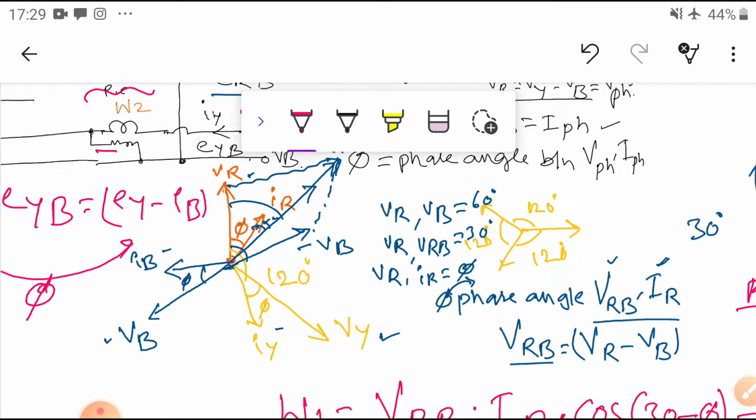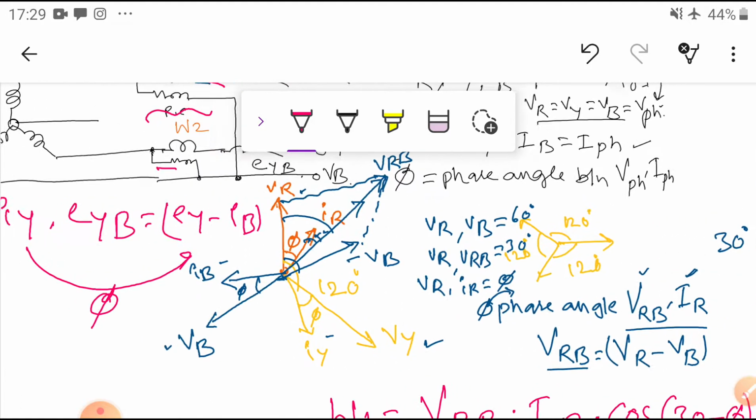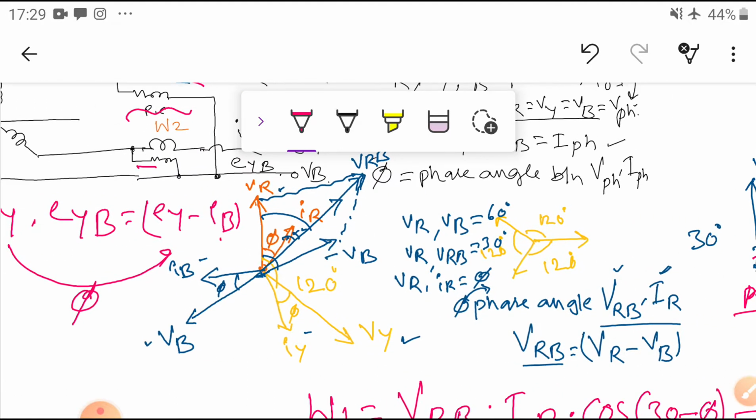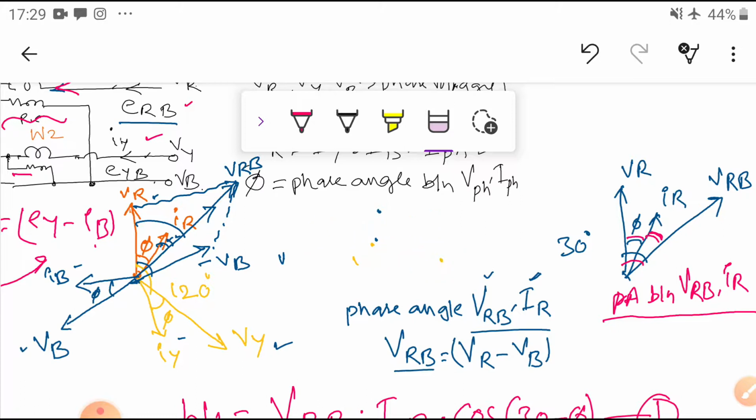Now from the vector diagram you can see here. What values are required? EY minus EB. Here is EY, and this is EB. Already we have this minus VB and this one. You write the equation here. Now can I remove this one? So I can remove these values. Okay, I can write freely.